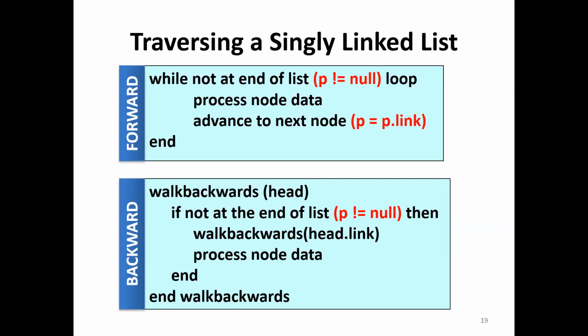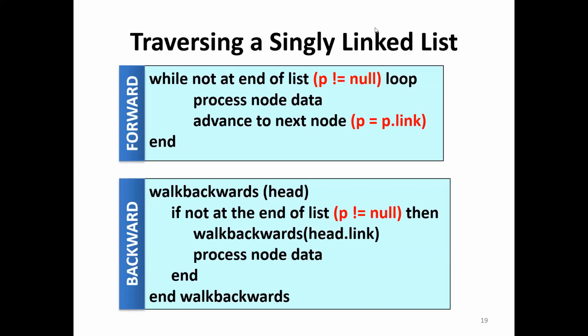Let's look at how we can traverse a singly linked list in both directions. If we are traversing in the forward direction, we simply need to look at the condition: while we are not at the end of the list, which is when P is not equal to null, there will be a loop. The loop simply processes the node, followed by moving to the next node via the link component of the node.